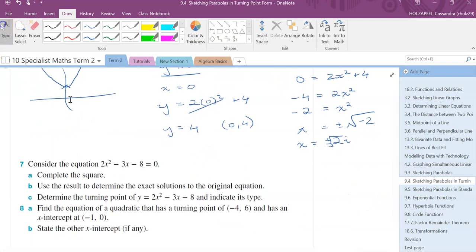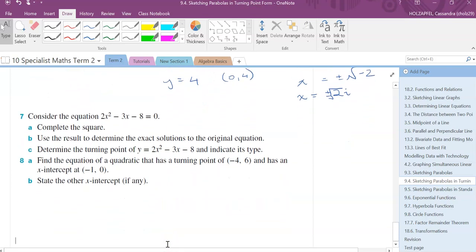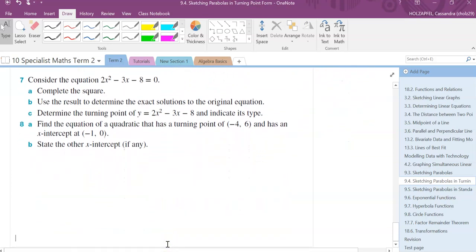And this next question is using my favorite thing ever, which is completing the square. Okay, so if you do not remember how to complete the square, I should make another video on this. So if I do end up making this by the time this video goes up, then you'll be able to jump over to that Algebra Basics playlist and you'll be able to see it there.